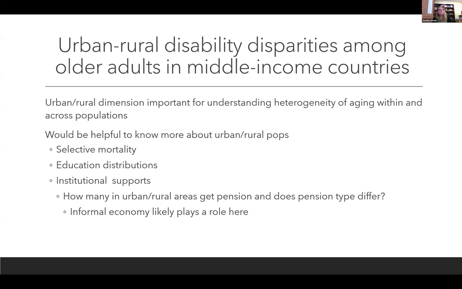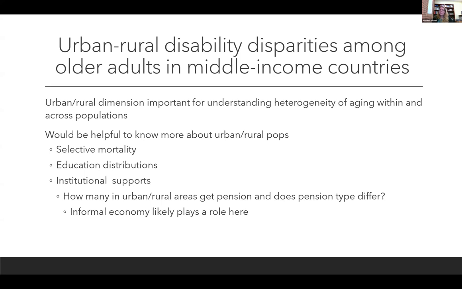Then the other thing I was thinking about was institutional supports. If you're thinking about something like pensions, for instance, I'm pretty sure these surveys ask people these kinds of questions. I don't know off the top of my head what the pension coverage is in urban and rural areas across these three countries. But even if you had a variable that said the person does or doesn't have a pension, or a country-level characteristic that tells you the pension coverage rate, I'm also curious how much diversification there is in the kinds of pensions people would get?